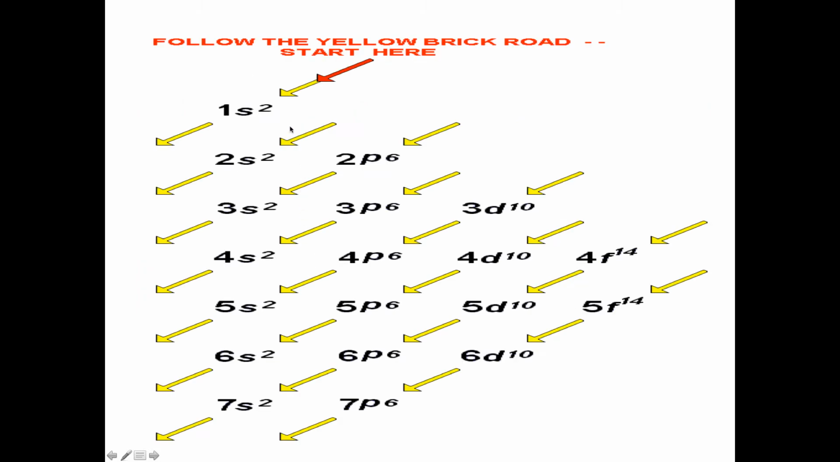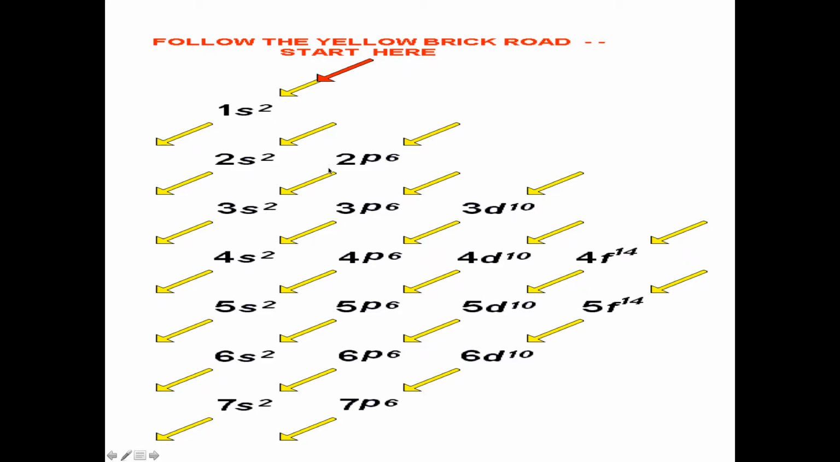Now this is what this image is showing. It's saying, well, start at the very beginning of the yellow brick road, and as you go down, you go 1s, you go 2s, you go 2p, 3s, 3p, 4s, 3d, 4p, 5s, so on, all the way down to 7p, and even more after that. The picture just stops after a given point.